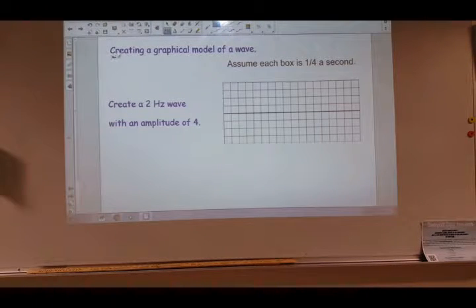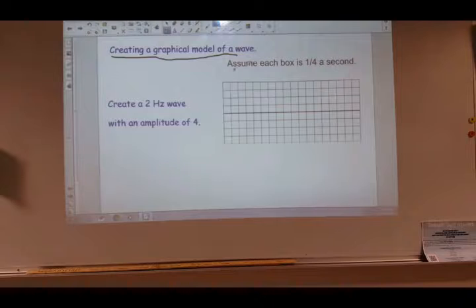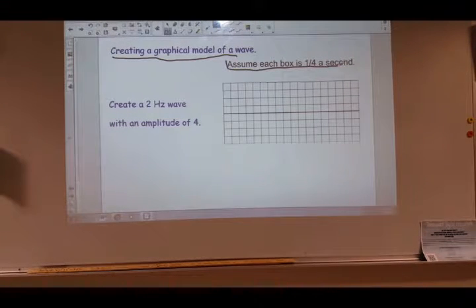Alrighty, so now we're going to create a graphical model of a wave. And this wave has, we are told to create a 2 hertz wave with an amplitude of 4. And we need to assume that each box is 1/4 of a second. So first thing I like to do is go through and mark off where is each second. The reason I like that is if we have a frequency, that's the number of waves per second. So we'll know how many complete waves need to happen in between each of these marks. So every 4 boxes would be 1 second.